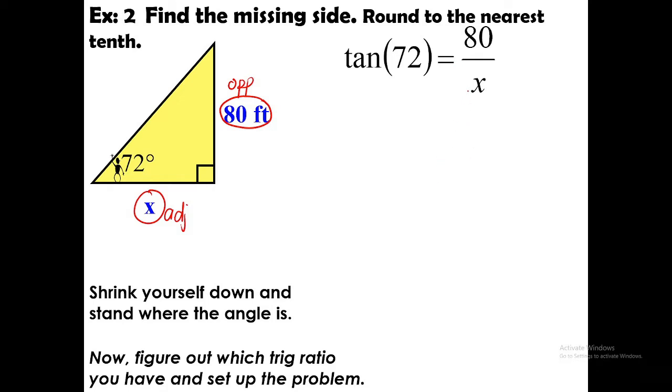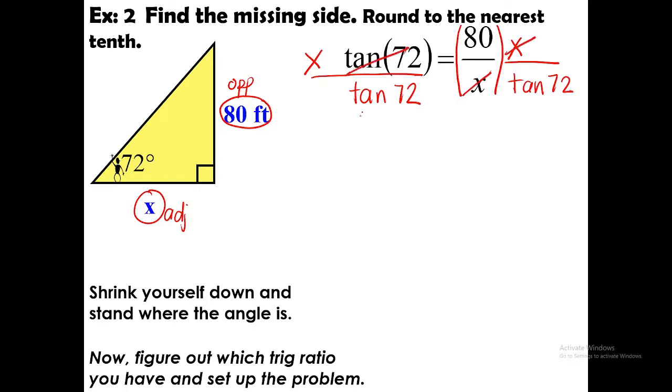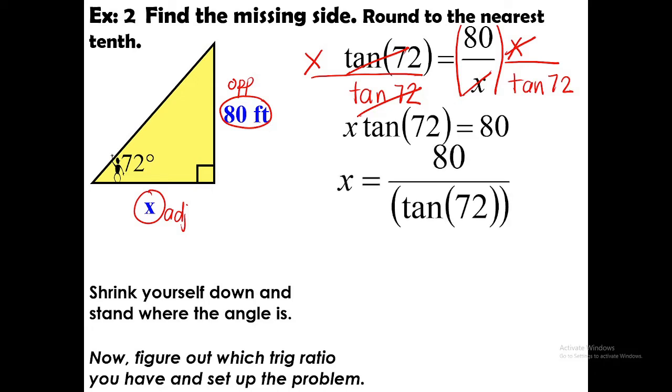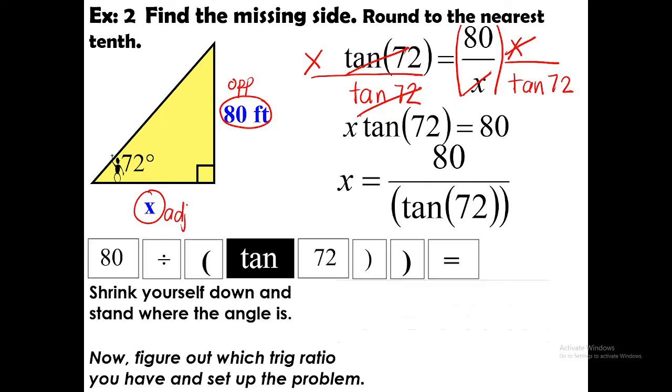The x is at the bottom. What will we do in this class? I will multiply x here, multiply x here. Then I will divide this by tangent 72 so that the x and the tangent 72 cancel. So x is simply equal to 80 over tangent 72. So what is 80 divided by tangent 72?